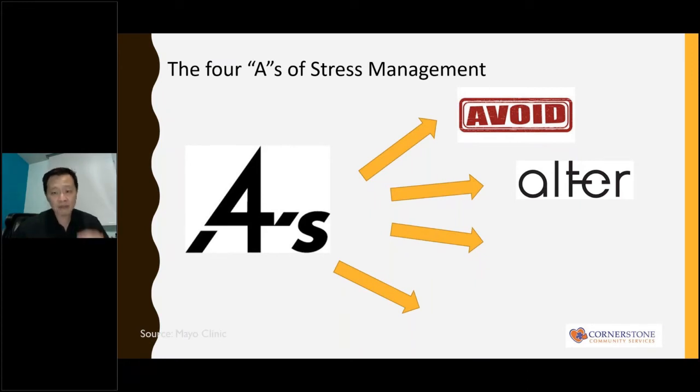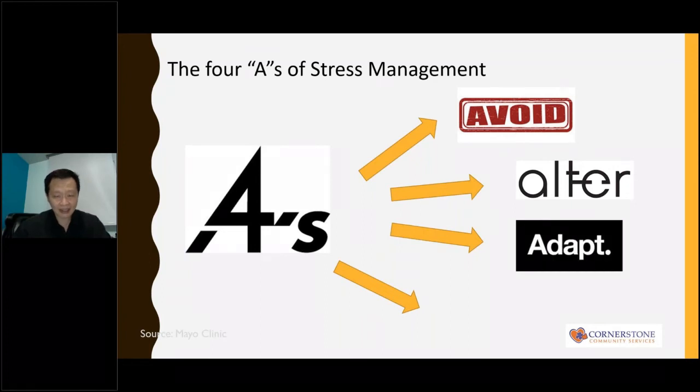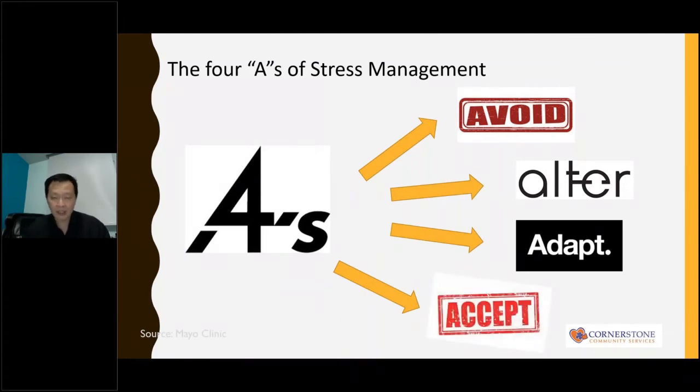All right. So the second A is alter. Alter the situation. If you can alter the situation, alter the situation. The third A is adapt to the stressor. If you can't alter the situation, but you think you can adapt to the person, to the stress, then you choose a third technique, which is adapting. And the fourth A is actually accept.